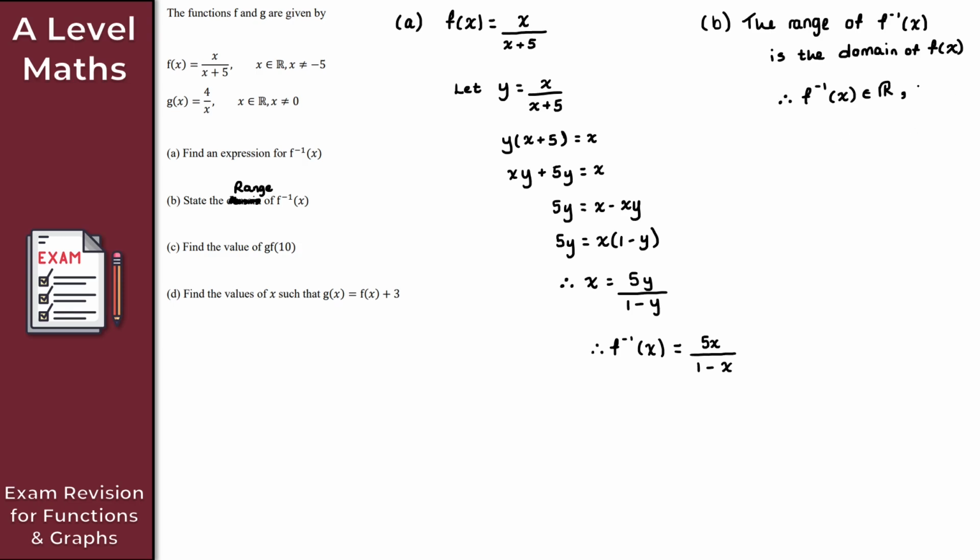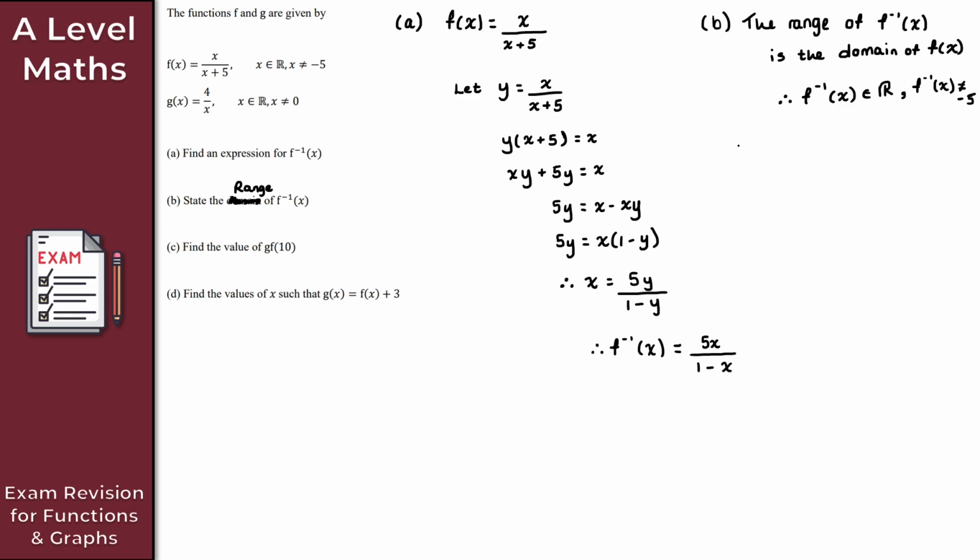So the inverse of f of x, that's f to the minus 1 of x, cannot be equal to minus 5. Okay, I've run out of room ever so slightly there. I'll just drop it underneath. So the range of the inverse of f of x here is given as follows. f to the minus 1 of x belongs to the set of real numbers, and the inverse of f of x cannot equal minus 5 there. Okay, so that's what you should get for part B.